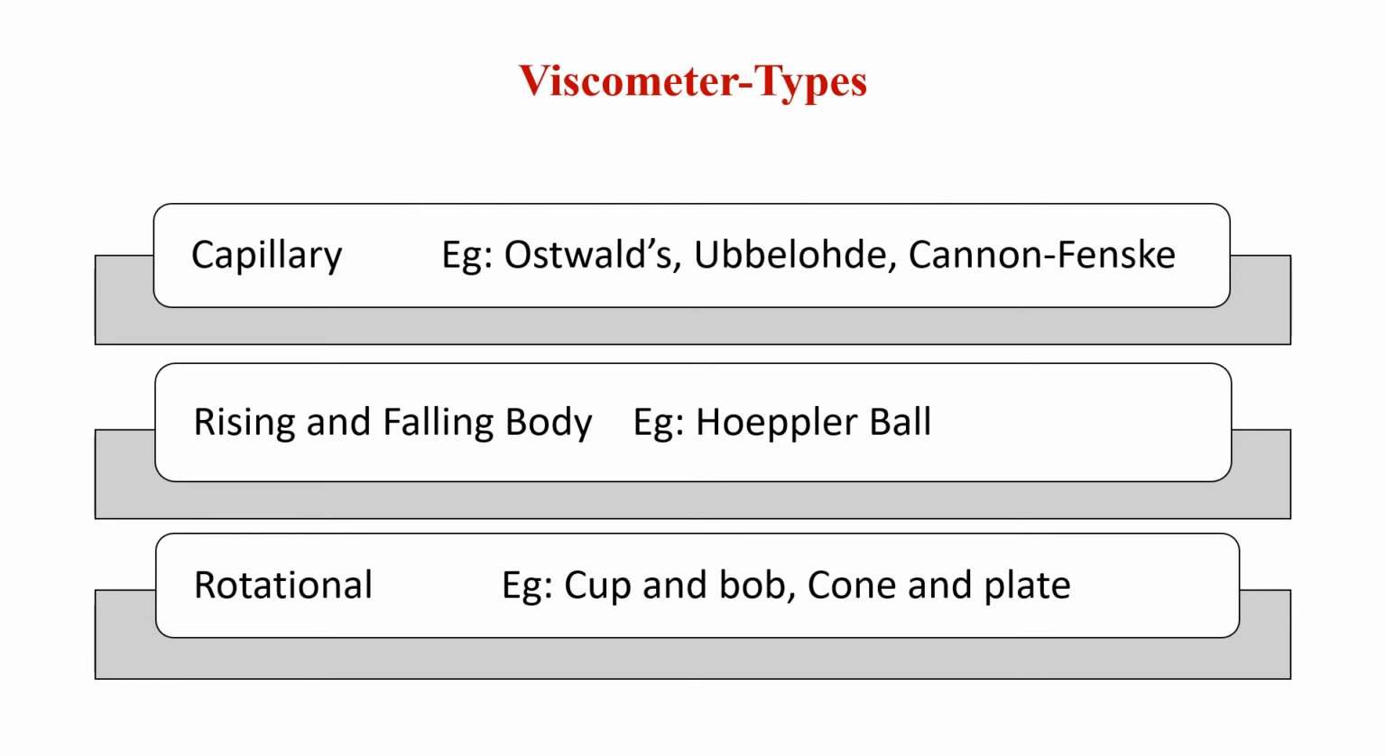Now these are the various viscometers available. We have a specific classification. The first one is the capillary viscometer. Second category, rising and falling body type of apparatus. The third category is the rotational viscometer. And we'll be able to see all these examples. Now we'll be looking in detail at all these viscometers.